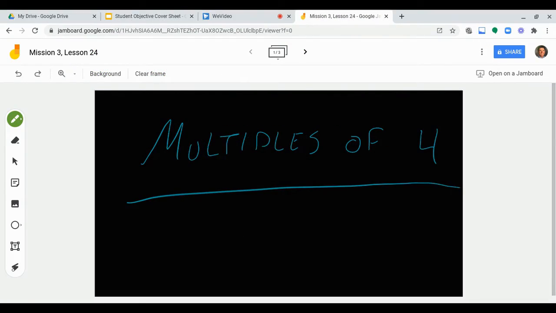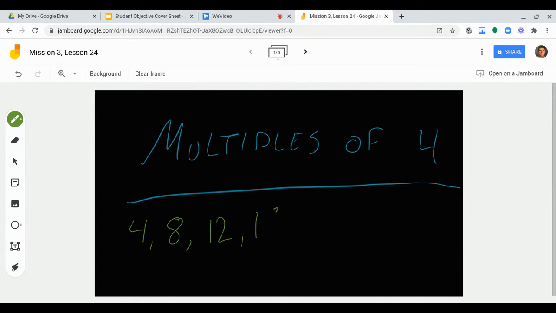A multiple is a fancy way of skip counting. Think of it in those terms. If we're looking at multiples of a number, we are essentially skip counting by that number. So if I wanted to find, for instance, the multiples of 4, if I said, hey, what are the multiples of 4? Well, I'm just going to start counting by 4s. I start with 4, and then just keep counting by 4s. 4, 8, and what's next?